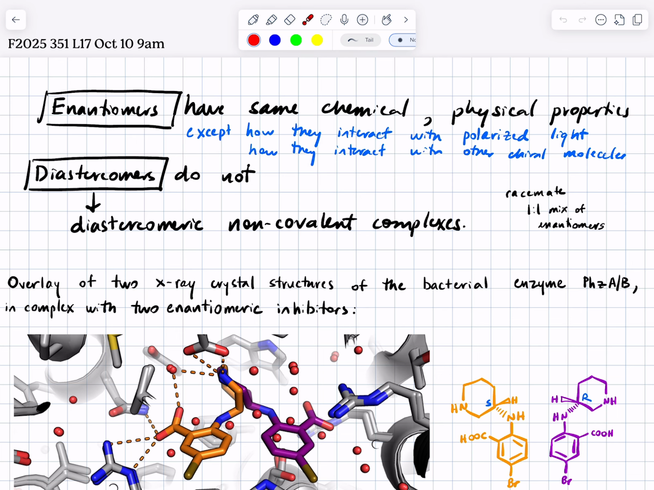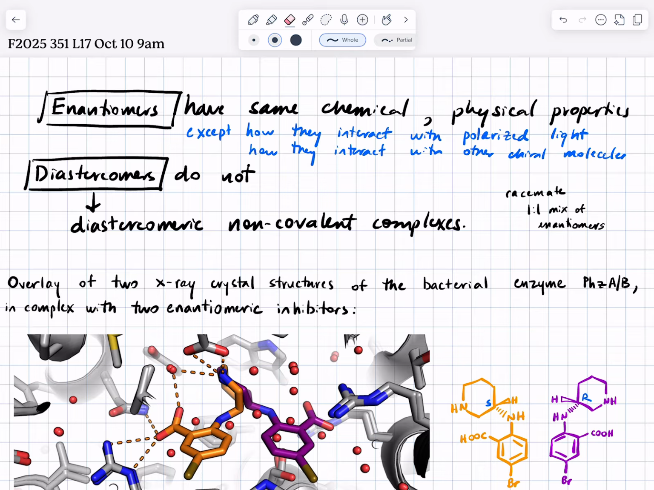Enantiomeric excess, or EE, and using plane polarized light to distinguish chiral molecules. The punchline is that chiral molecules, two enantiomers, will rotate light in opposite directions, and you can use that to tell which enantiomer you have.